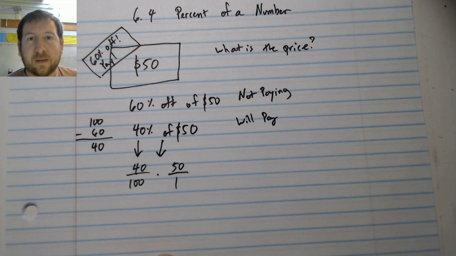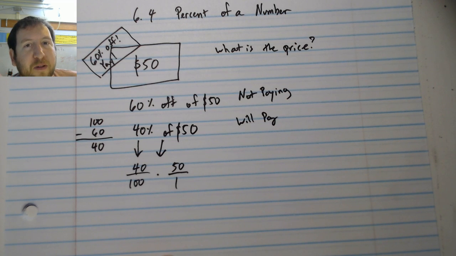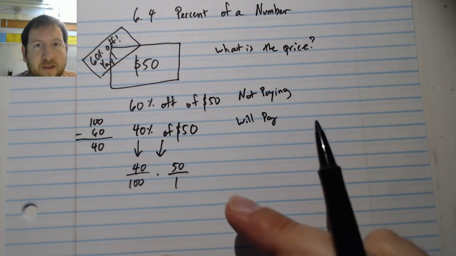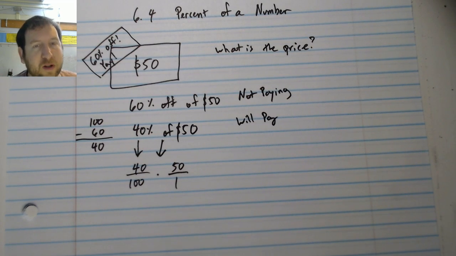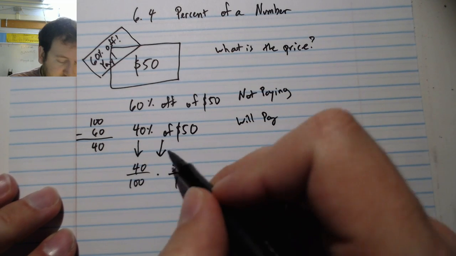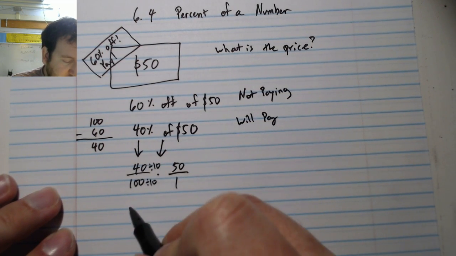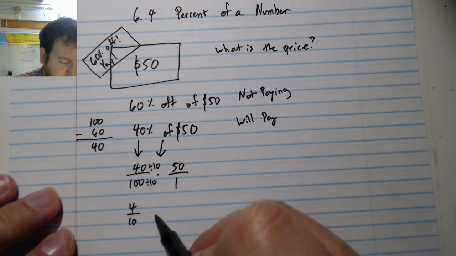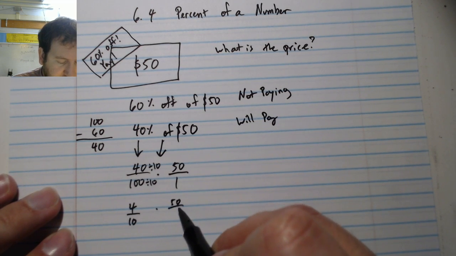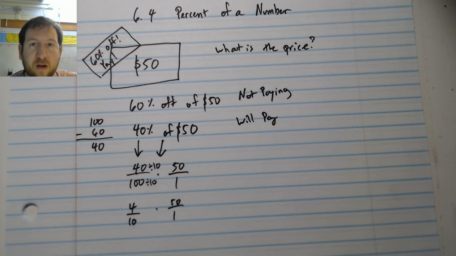as a multiplication problem. Now, one of the things that I want to do before I do any fraction multiplication is it's important to simplify first. Because if I simplify now, that means I won't have to later, and it saves me a whole bunch of work and a whole bunch of steps. So I'm going to divide this by 10 to give me 4/10 times 50 wholes. Now, this is going to be much easier for me to work with.